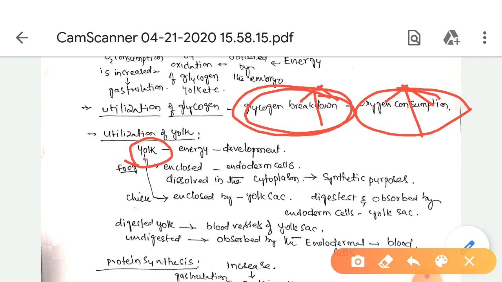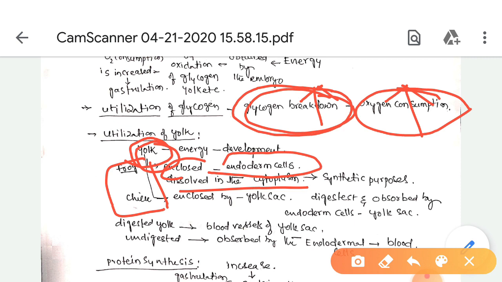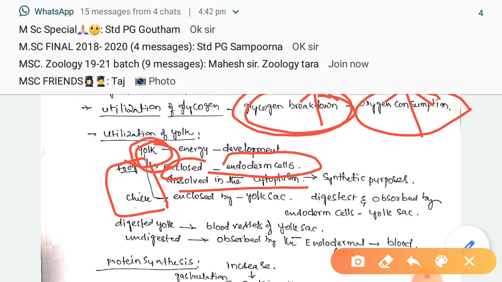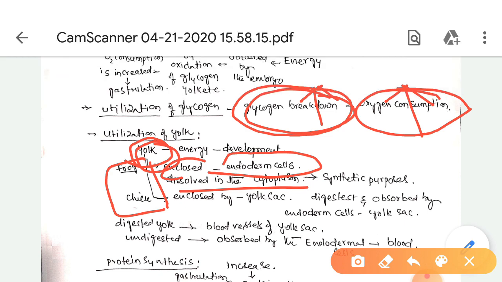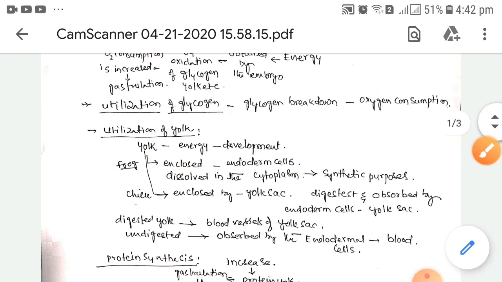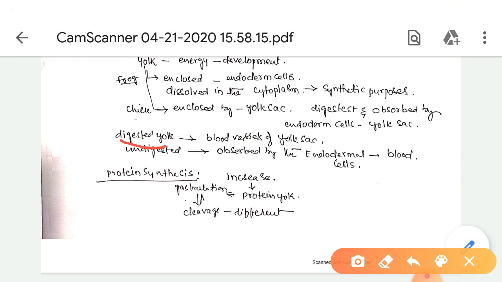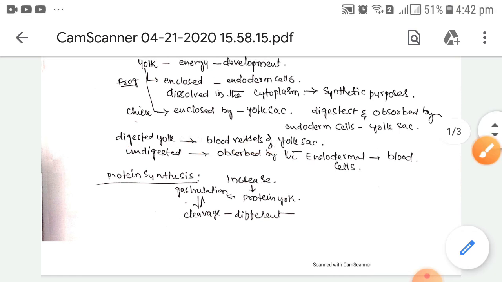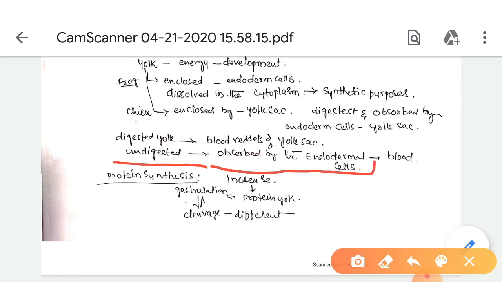We can see the yolk example in the frog and chick. In the frog, the yolk is enclosed within the endoderm cells. This yolk is dissolved in the cytoplasm, and this solution is used for synthetic purposes. In the chick, the yolk is enclosed by the yolk sac, and it is digested and absorbed by the endoderm cells of the yolk sac. The digested yolk passes to the blood vessels of the yolk sac.